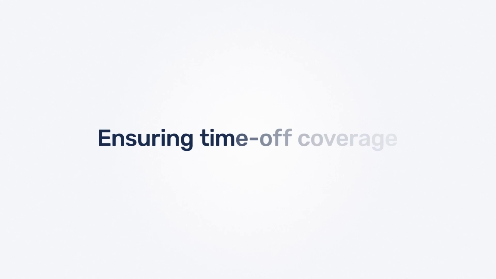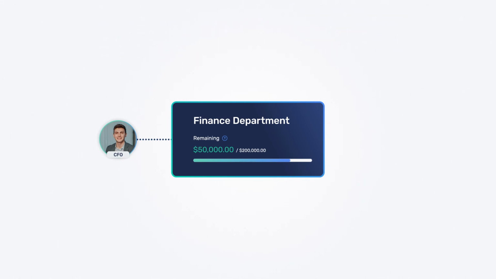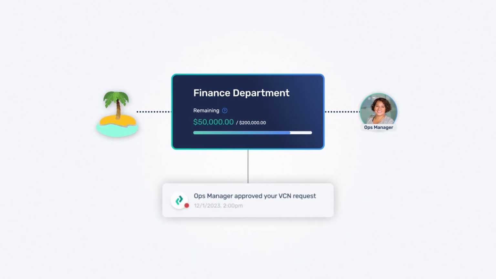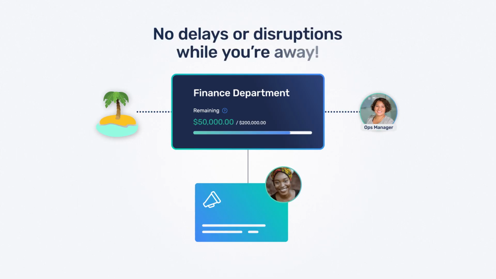Lastly, let's talk about ensuring time off coverage. This is a no-brainer. If you have a designated teammate who typically covers for you when you take a sick day or go on vacation, you can add this person as a user on the budgets you've created. This way, when you're out of office, they'll be able to create virtual cards and update them as needed. No delays or disruptions while you're away. And when you're back, you can remove them from the budget if you like.